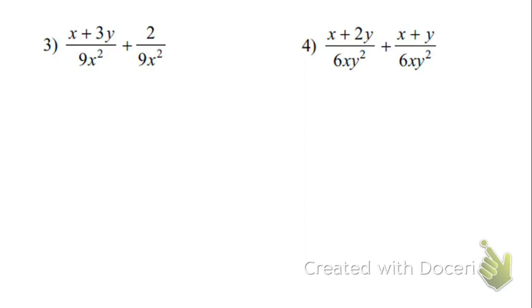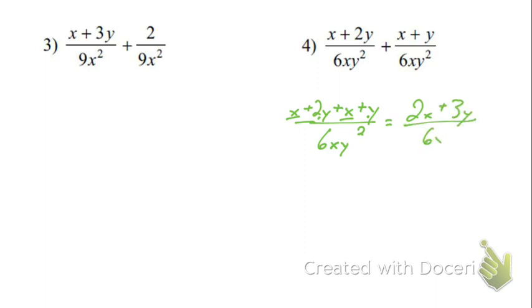Now, which one of these two should I do? How about, yeah, I'll do number 4. I'll try out number 4. So, the denominator is 6xy squared. No problem there. Up top, I have x plus 2y plus x plus y. So now I'm going to combine like terms. x plus x is 2x. 2y plus y is plus 3y. This is all over 6xy squared.